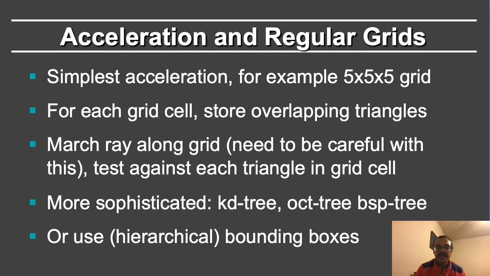As I showed in my toy example on the previous slide, you march along the grid. You need to be careful with this. We'll talk about it a little bit on the next slide. You test against each triangle in the grid cell. More sophisticated options than the regular grid are things like KD trees, octrees, or BSP trees. We'll talk a little bit about BSP trees later in the lecture. Alternatively, you can use hierarchical bounding boxes or bounding volume hierarchies, which will be the second segment of this lecture.